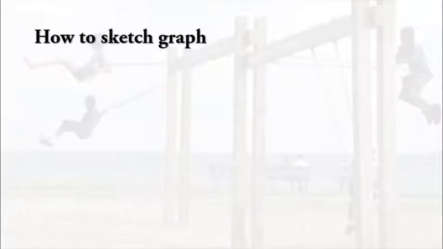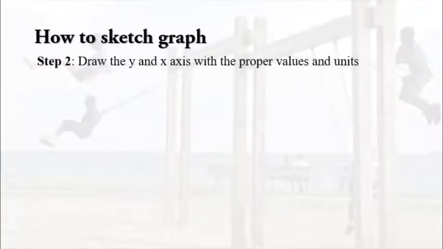Alright, so now that you have all of the information needed, what are you going to do next? Well, you want to sketch a graph, so of course you are going to need a y and x axis. So step number two, draw the y and x axis with the proper values and also units. So your y and x axis must come with units. And what does it mean by proper values?